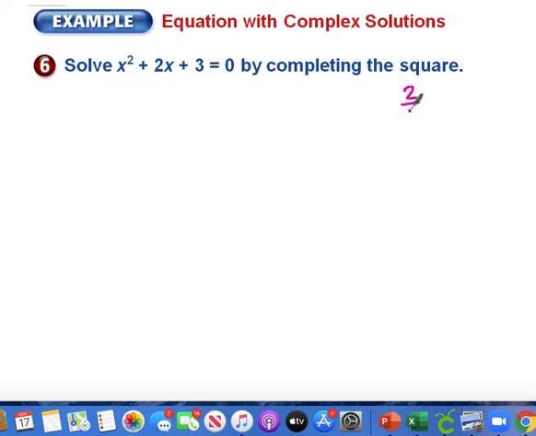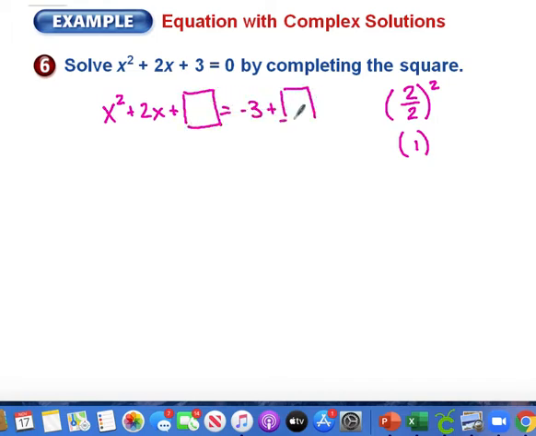So I'm going to take my b and take half of it. And half of 2 squared is just simply 1. So I'm going to go ahead and move my 3 over and complete my square. So I'm going to put the 1 on both sides, and I'm ready to factor this. On the left side, I'll have x plus 1 squared. On the right side, I have negative 2.